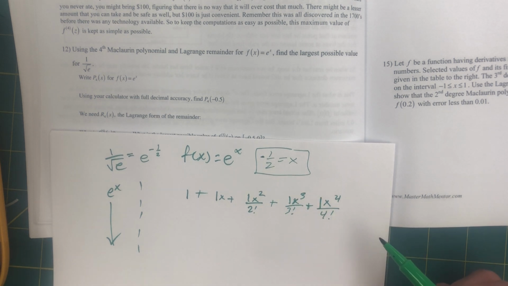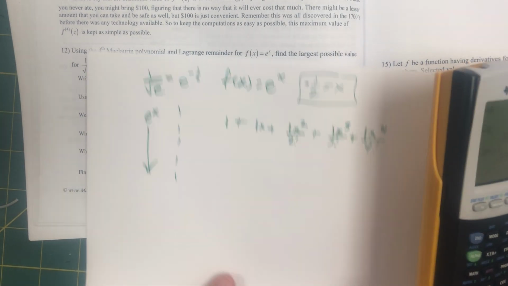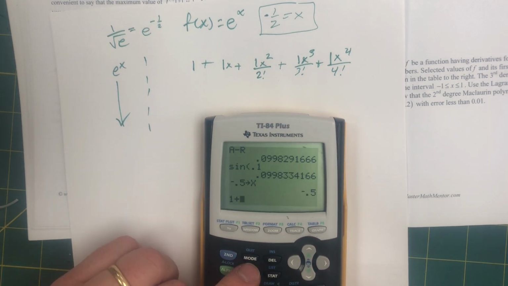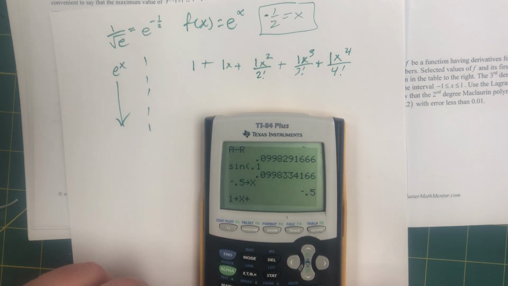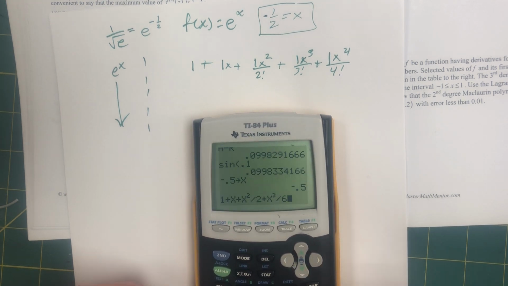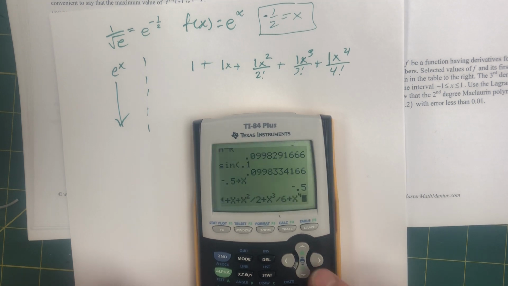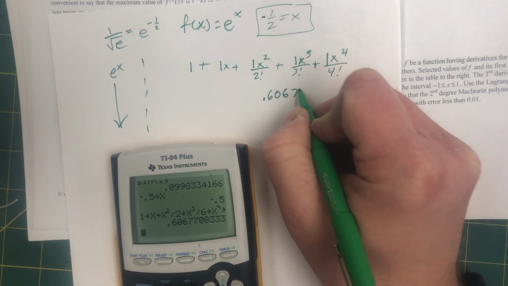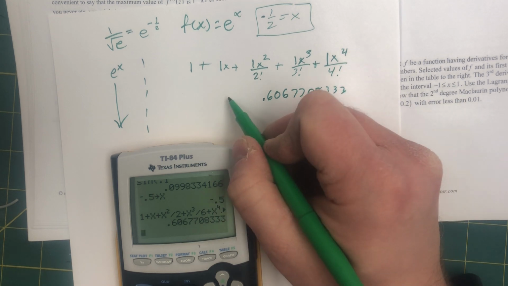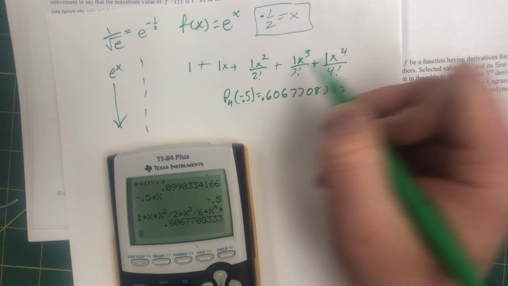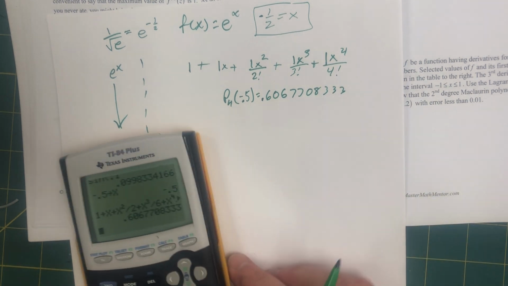I can plug in negative 0.5 to that. The way I'm going to do it is I'm going to say negative 0.5 store x, and then I'm going to say 1 plus x plus x squared over 2 factorial, which is just 2, plus x to the 3 over 3 factorial, which is 6, plus x to the 4 over 4 factorial, which is 24. Okay, so I got 0.606770833 for my p sub 4 of negative 0.5. So that's our p sub 4.